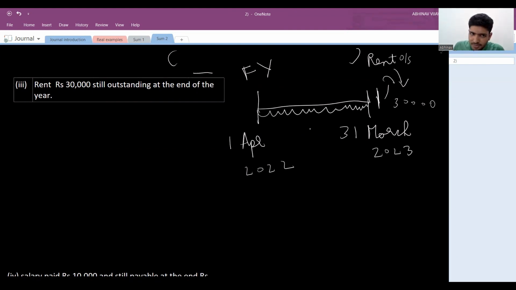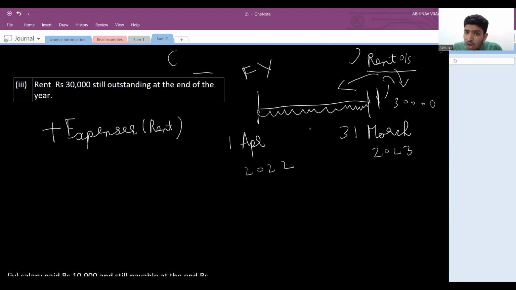So what is the entry? Simple. You are not paid yet. They didn't say you're making payment also. They're just telling outstanding. That means you're not paid yet. So simple entry. First, increase in expenses. What are the expenses? Rent. Why rent is an expense? Because the entire rent's benefit is taken in the previous year. Only the amount is not paid. That's why it's outstanding. Plus 30,000.